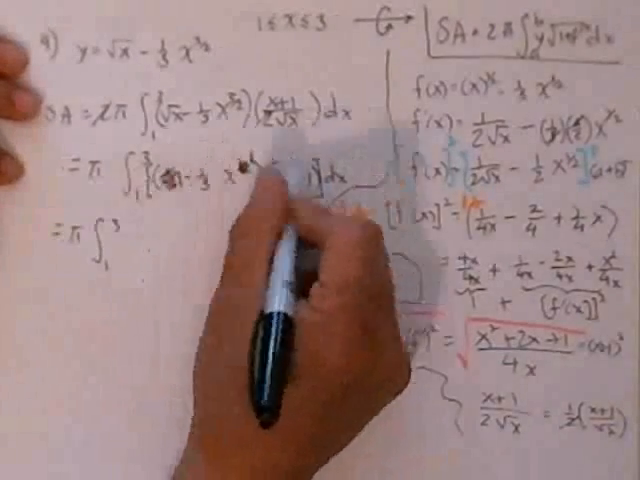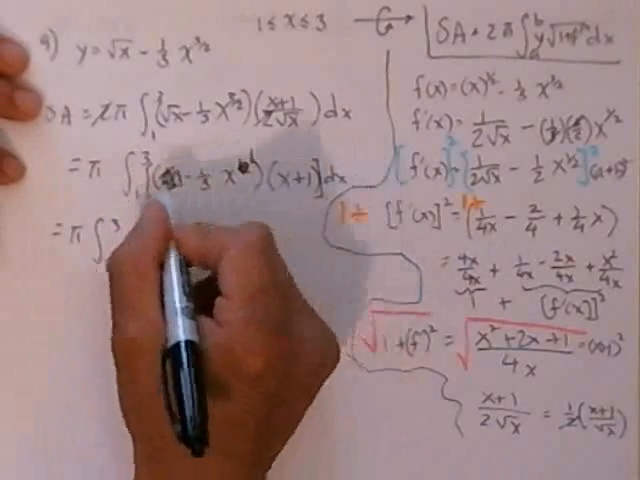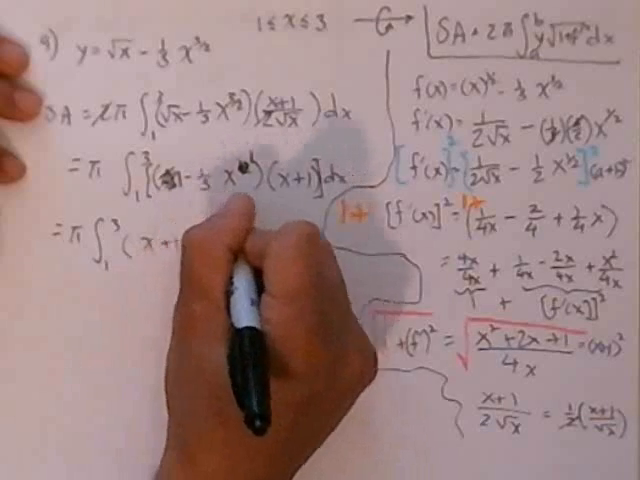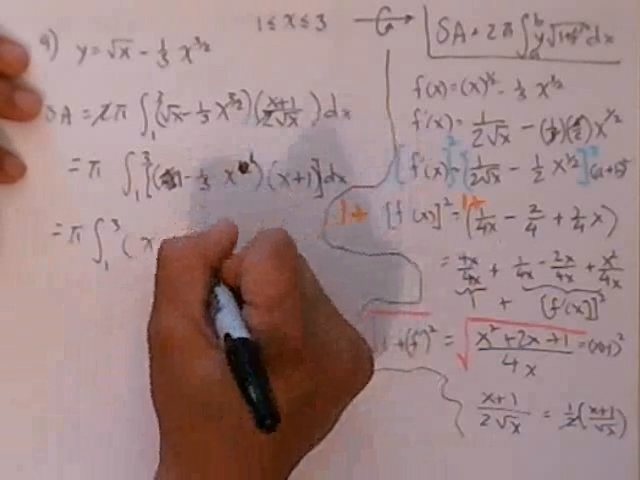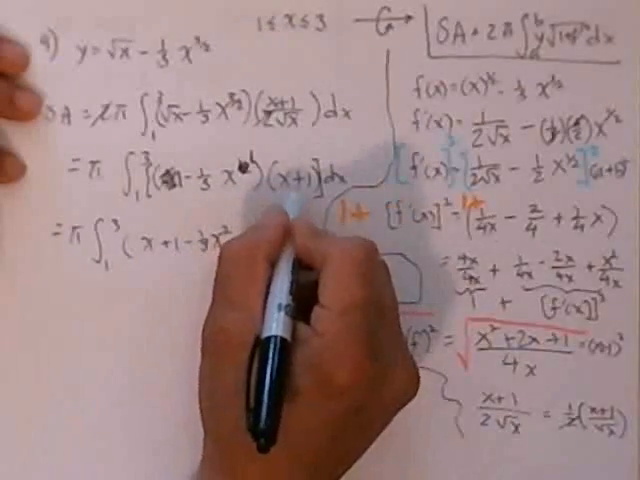Now I'm going to have to distribute these out. 1 times x is x, 1 times 1 is plus 1, minus 1/3 x times x is minus 1/3 x squared, minus 1/3 x times 1.